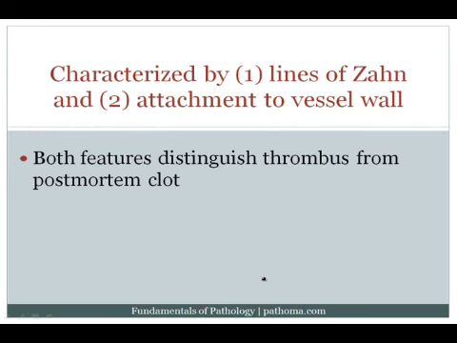So I could ask the question, did this blood clot occur before death or after death? And if it occurred before death, then I would have certain characteristics that I would be able to identify. For example, in a thrombus, which would occur before death, you would see lines of Zahn and you would see attachment to the vessel wall, whereas you would not see these in a postmortem clot.